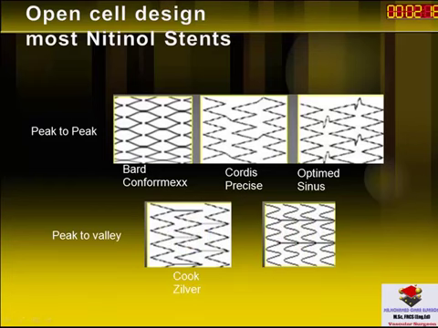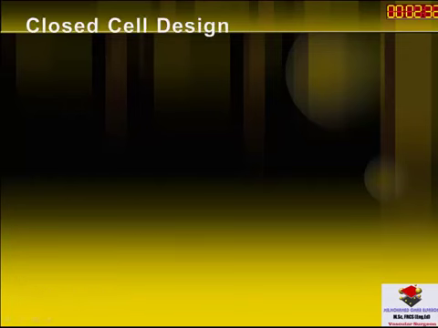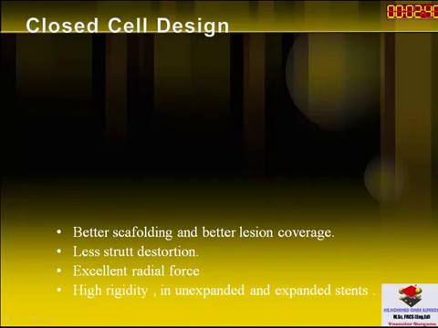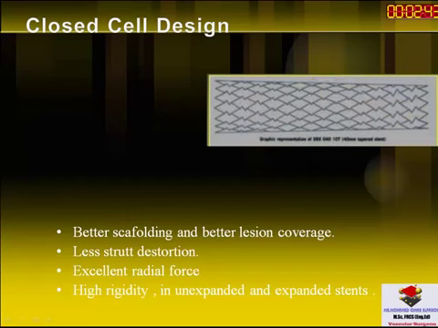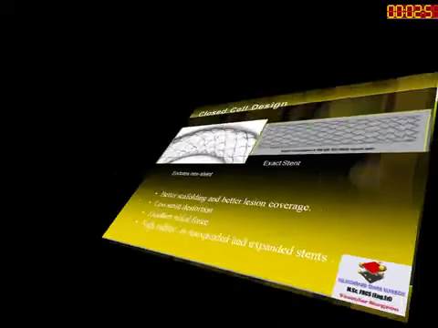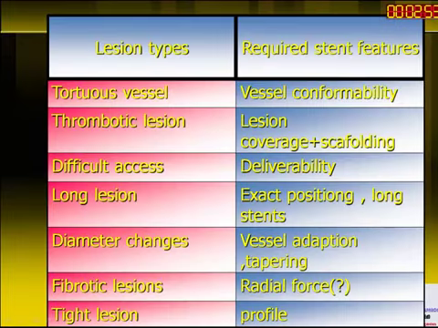And remember, now we have a drug-eluting stent, Silver by Cook, called Silver PTX, and we are very interested in the Silver PTX trial. We also have Acculink by Guidant, which is again peak to valley. Now the closed cell design has better lesion scaffolding, less strut distortion, and excellent radial force. As you can see from this shape, this is a good example by the Xact stent of closed cell design, and the next stent is also a closed cell design made out of Nitinol.